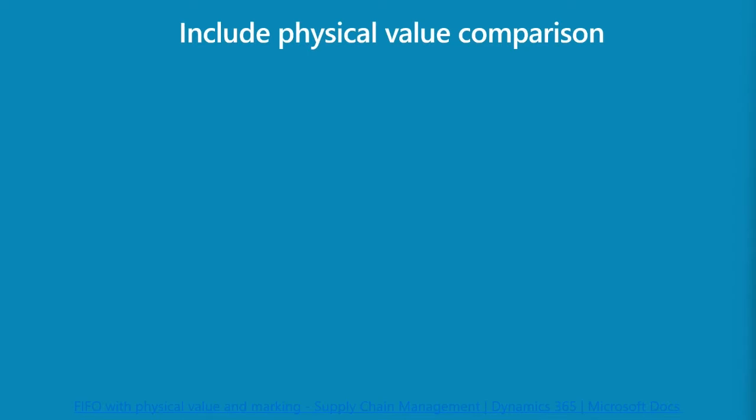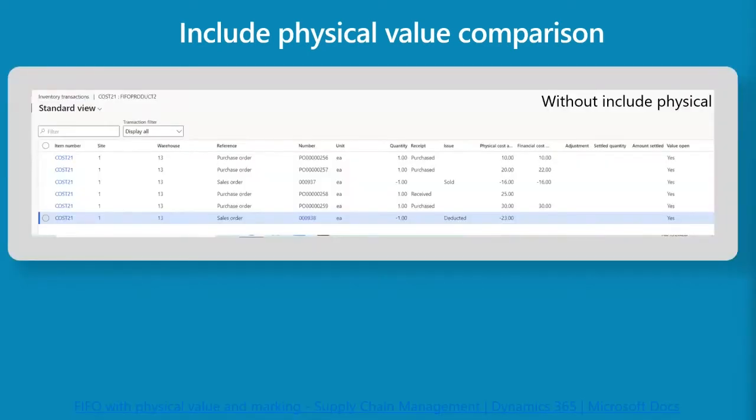In the top picture, we show the results of our transaction set when the item model group does not have the Include Physical checkbox option selected. The $25 product receipt is not included in our running average tally used to assign the issue cost of our second sales order transaction, and so the cost at the time of posting is $23.